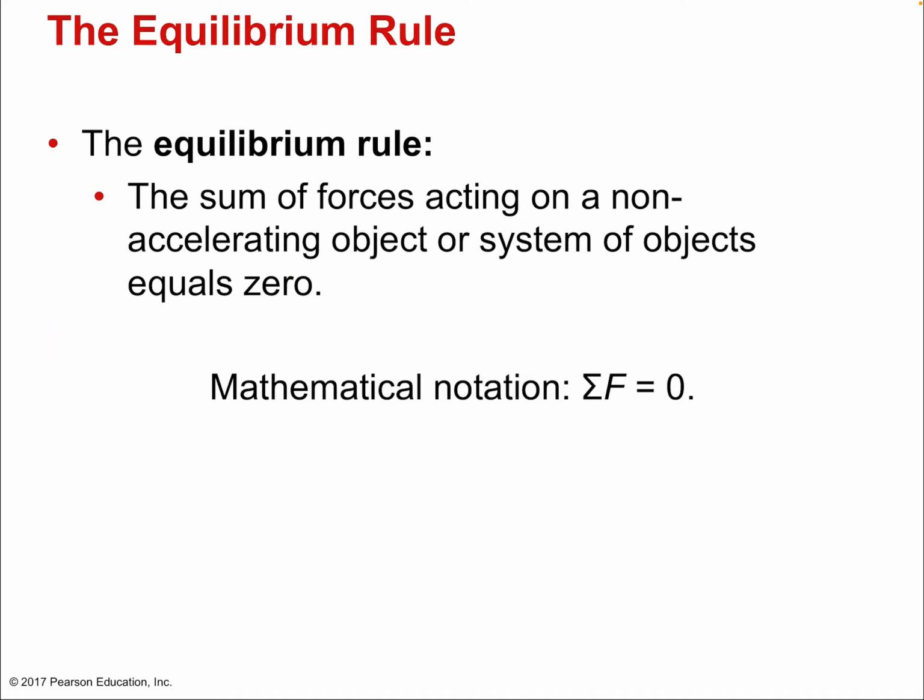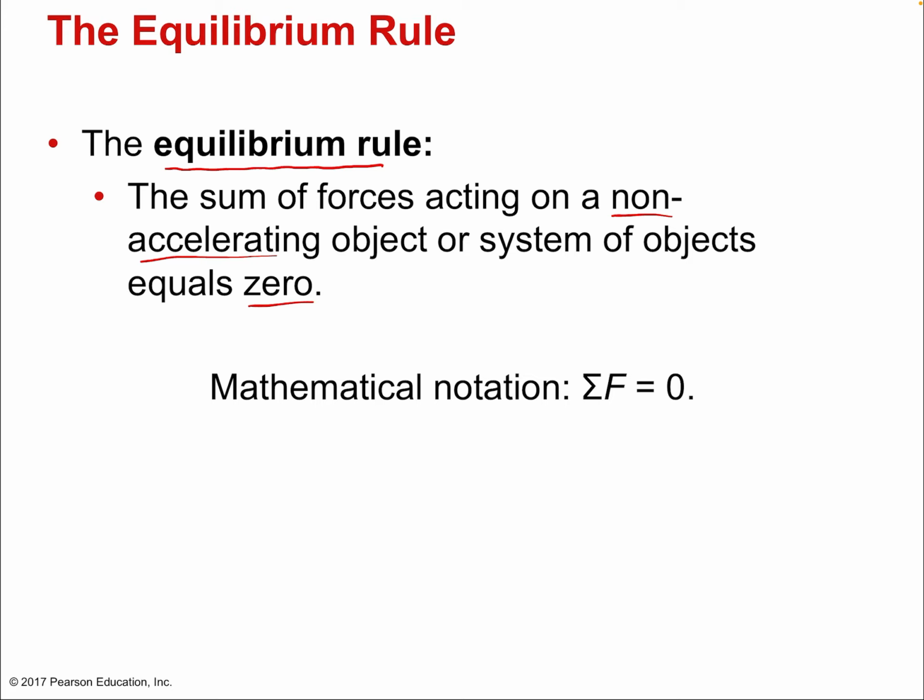Now, what is the equilibrium rule? Okay, so we got forces. We'll come back to forces, some particular cases of them, but we want to move on to one of the other big parts of this lecture, the idea of balance, equilibrium. So what is the equilibrium rule? Well, it says that the sum of forces acting on a non-accelerating object or system of objects equals 0. Okay, so what does that mean? It means that if there's no acceleration, non-accelerating, then net force is 0. So it's saying if one of them is true, then the other also must be true.